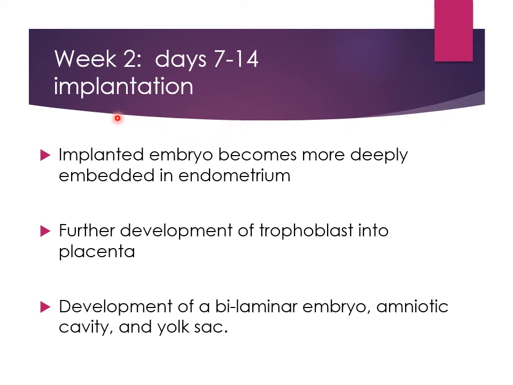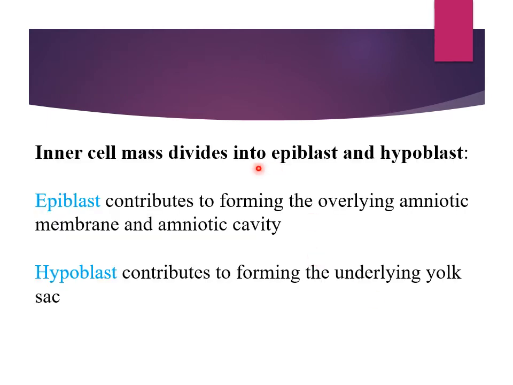Then, during the second week, the implanted embryo becomes more deeply embedded in the endometrium, and there is also further development of the trophoblast into the placenta. Also, development of the bilaminar embryo, amniotic cavity, and yolk sac. The inner cell mass will be divided into epiblast and hypoblast. Both of them represent the embryo.